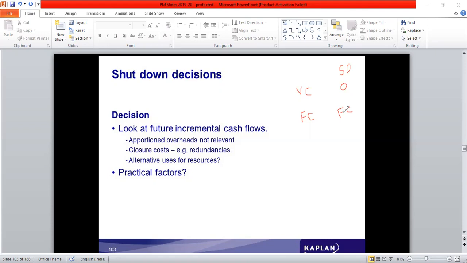Then, if there are heavy closure costs, that is when units are shut down, sometimes there are costs incurred to settle the equipment, dismantle it, close down, or certain formalities which have to be fulfilled for the unit to be closed down. If those costs are quite high, then rather continue the way in which they are continuing. If they can put the resources to alternative use, then it is better to close down. Otherwise, just continue. So that is the concept of shutdown decisions.